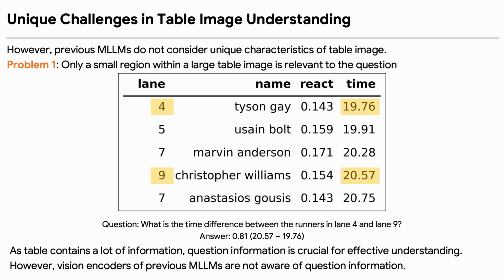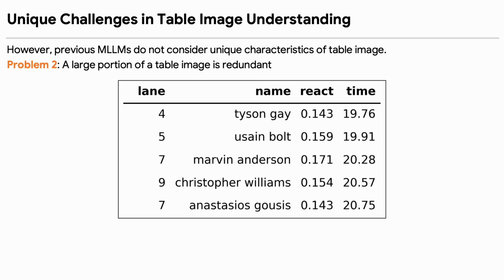To answer the question, you should focus on the yellow cells highlighted. As you may notice, the question is very hard to answer if not examining the image while also considering the question. This example demonstrates the importance of question-aware visual feature extraction, which previous MLLMs failed to provide because their vision encoders are not aware of question information.